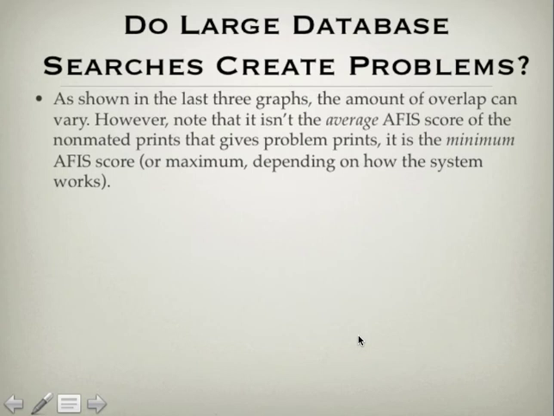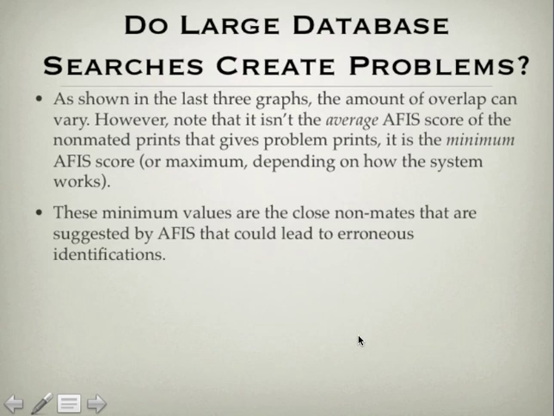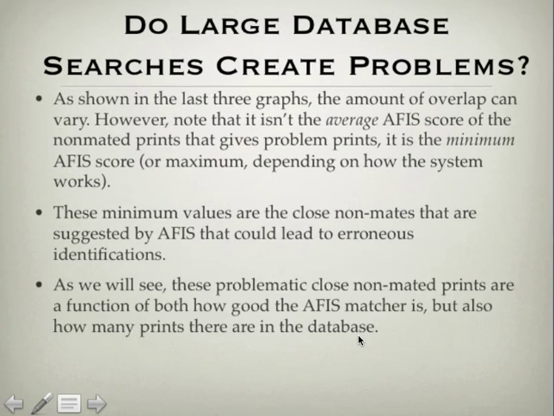those are created by situations where you have a very close non-match returned by an AFIS system, close enough to fool an examiner who's not being careful. So the minimum values are those close non-mates that are suggested by the AFIS system that could lead to erroneous identifications. As we will see, these problematic close non-mated prints are a function of both how good the AFIS matcher is, but also how many prints there are in the database.